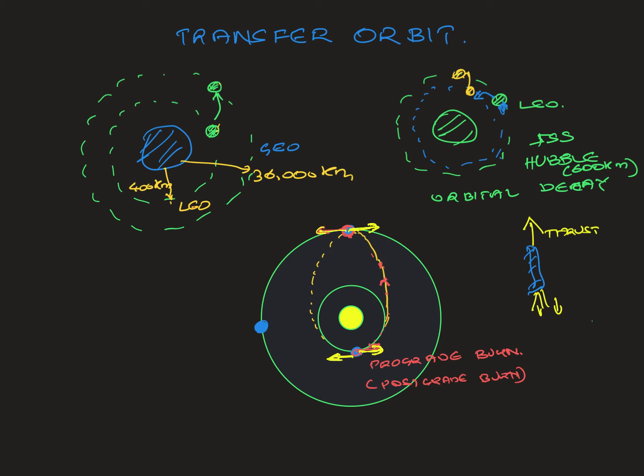So I'm going to put the thrust in red and the rocket fire in. So here we are firing the rocket. We fire the rocket this way, so there will be thrust this way. So now we have got the satellite in a higher orbit.